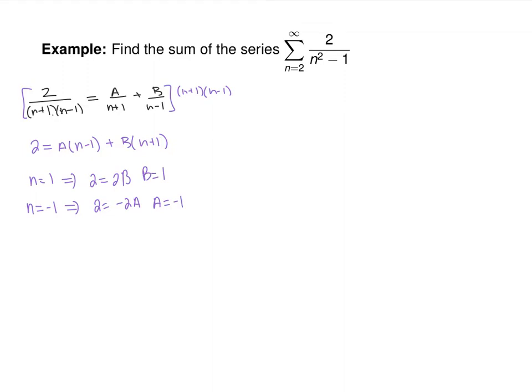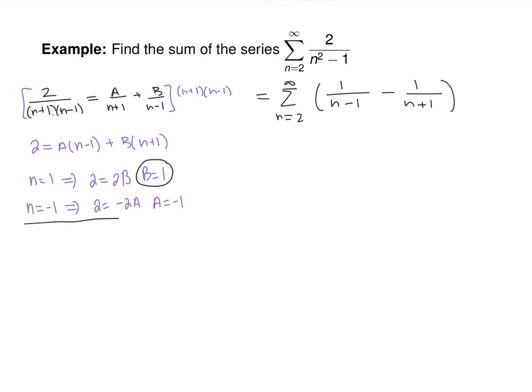So now using that information, let's rewrite the series as a sum from n equals 2 to infinity. I'm going to actually put the one with the b first because it's positive. So that will be 1 over n minus 1 minus 1 over n plus 1. If you want to be 100% certain that you're correct, you could get a common denominator, and those two expressions should add up to 2 over n squared minus 1.